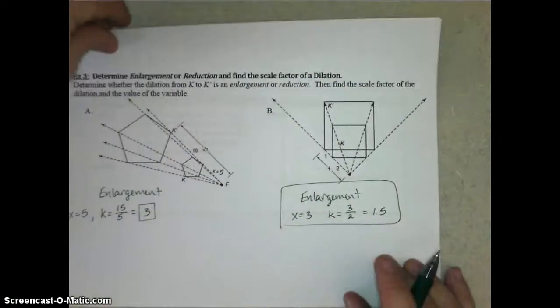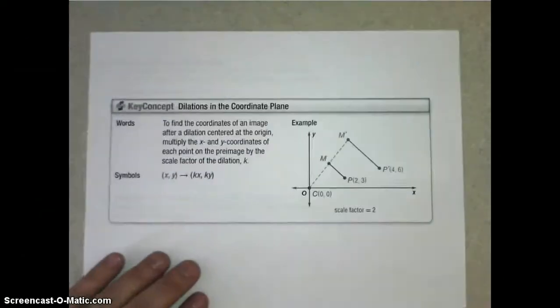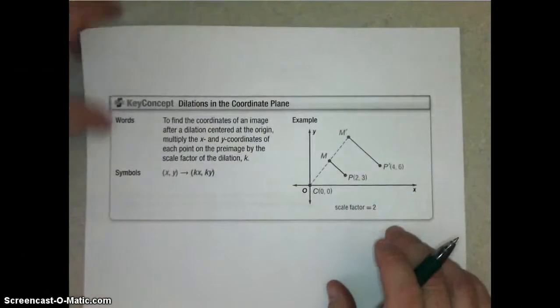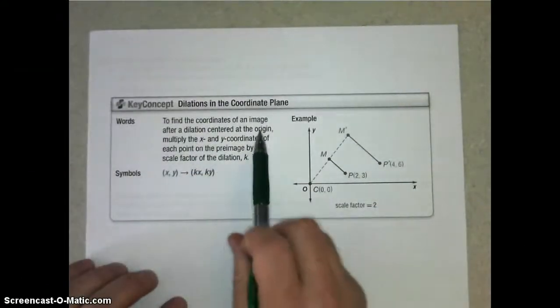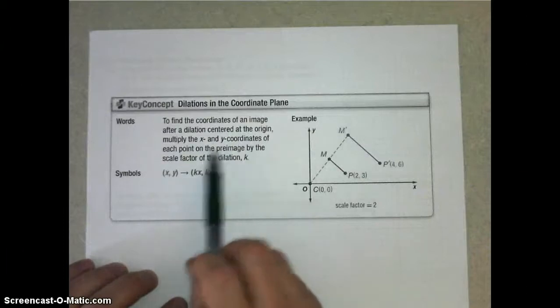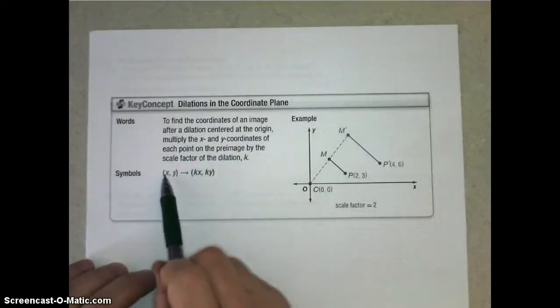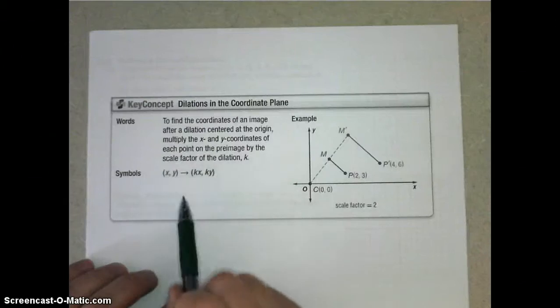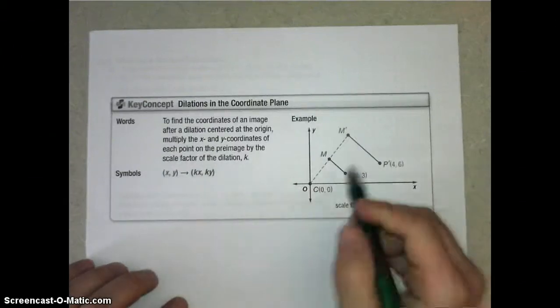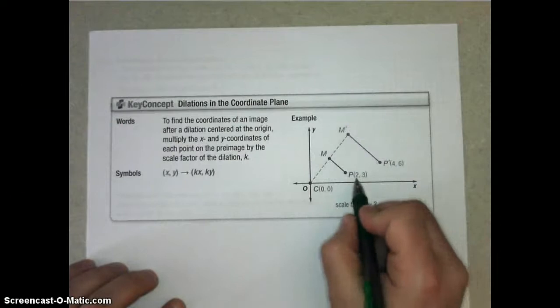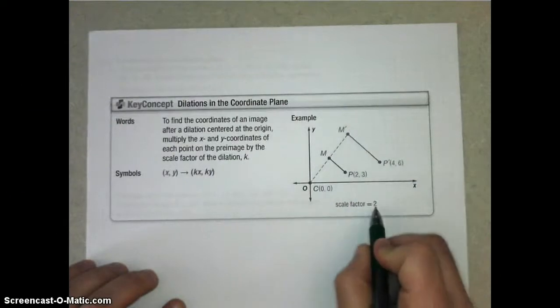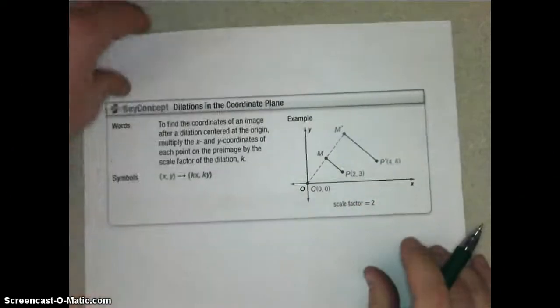Alright, let's go on to our final portion of the notes, which is where we are going to be using dilations in the coordinate plane. And here's what we have. To find the coordinates of an image after dilation centered at the origin, multiply the x and y coordinates of each point on the preimage by the scale factor. So all you're doing is taking the coordinates and multiplying the x's and y's by whatever scale factor you're using. So if we have this segment that we're going to dilate into this segment, we take 2, 3 and we multiply each by a factor of 2, we get 4, 6.